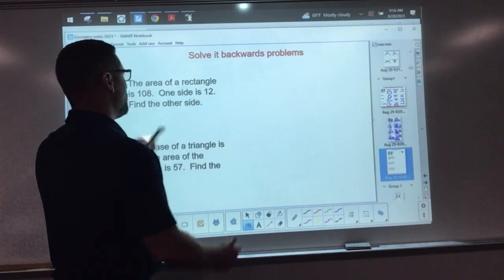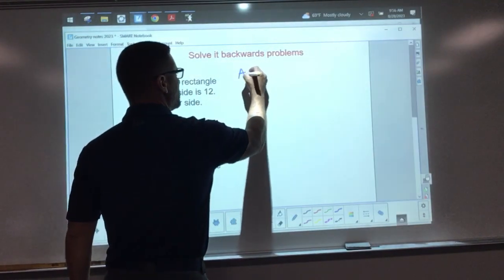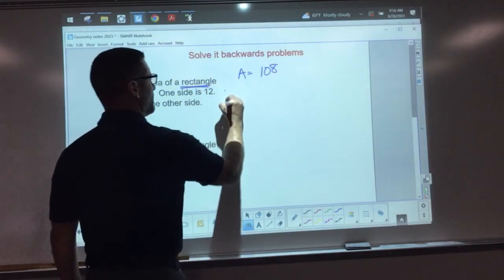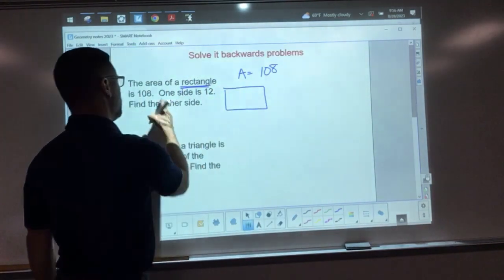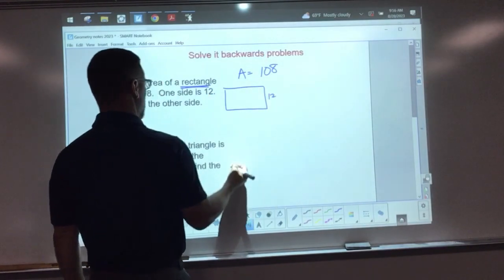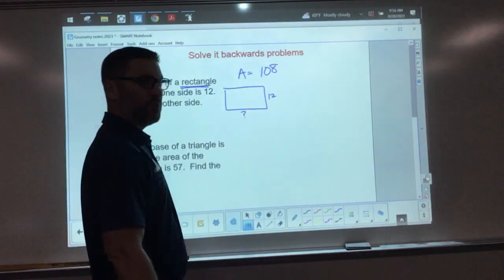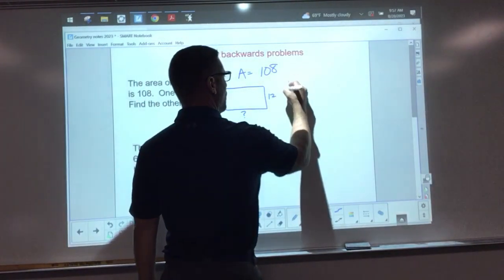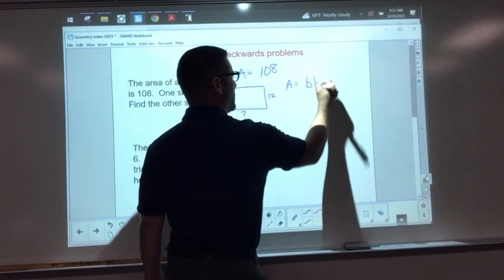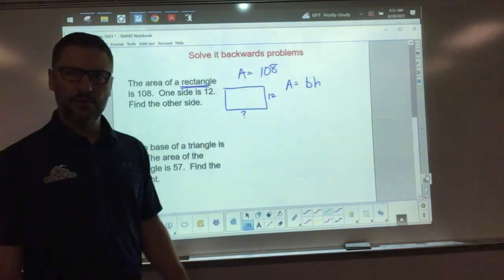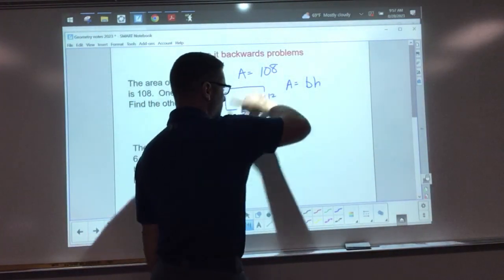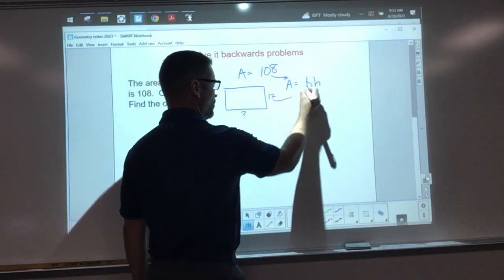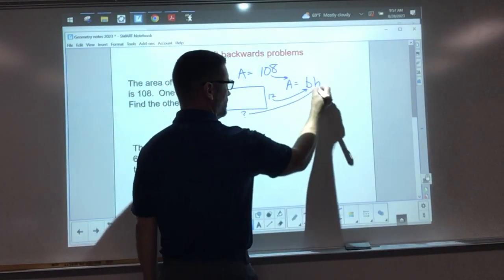So it says the area of a rectangle is 108. Area is 108. It tells me it's a rectangle. I could draw a rectangle. It tells me one side is 12. And I don't know the other side. I could put a question mark, I could put an x, a lot of things I could put there. So my area is base times height, and literally what I do is I go through the problem and I start plugging things into that formula after I write it down. So 108 goes there, 12 goes for one of the sides, and I don't know the other side.